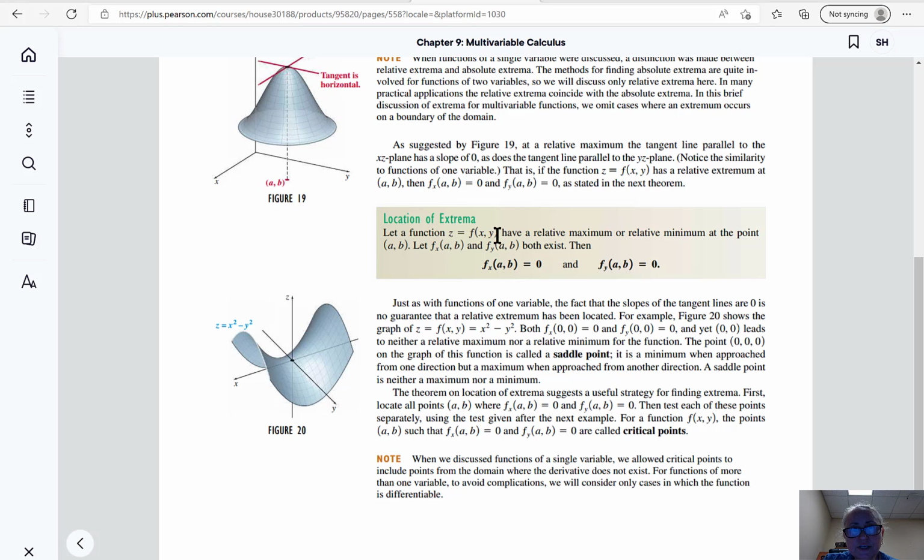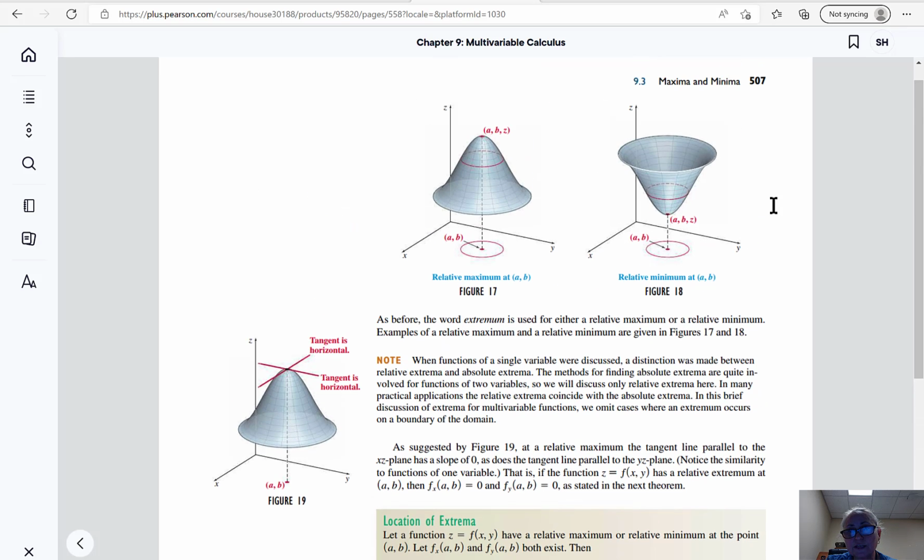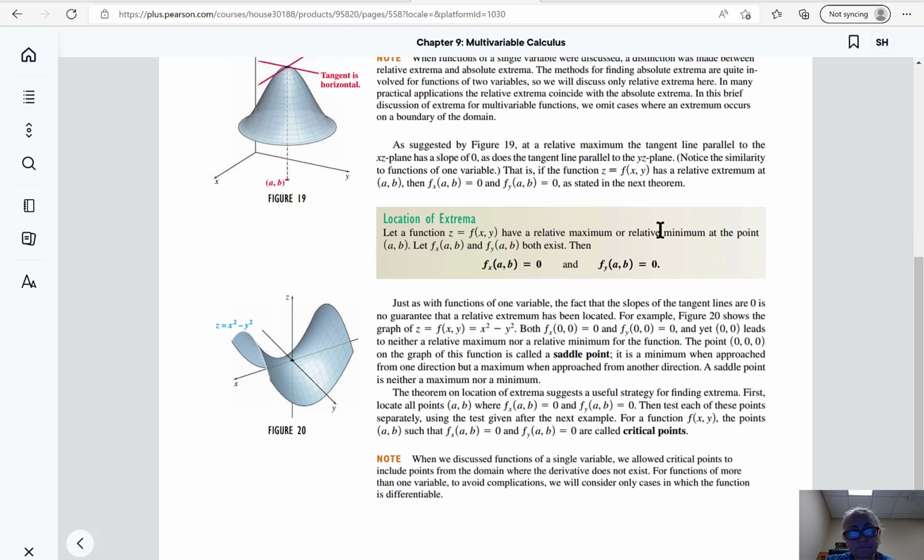If a function z equals f of x, y has a maximum or minimum at a certain point (a, b), then the first order partial derivative with respect to x at that point is 0, and it is also 0 with respect to y at that point. So you can see that these tangent lines have a slope of 0 at that high point, and the same thing would be true at this low point.